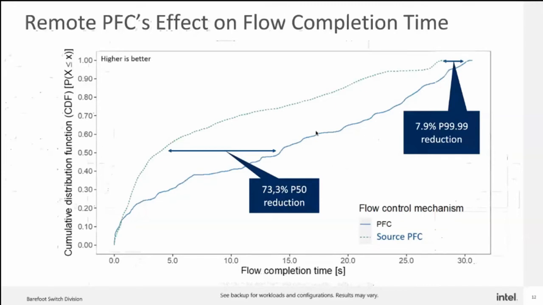And for the median, we can see that we get a flow completion time reduction of close to 75%, in this case 73.3%, from around 15 seconds to around 5 seconds. That is a great result. And for the 99.99th percentile, we still get an 8% reduction of the overall flow completion time. And that's a very nice result in terms of application performance.